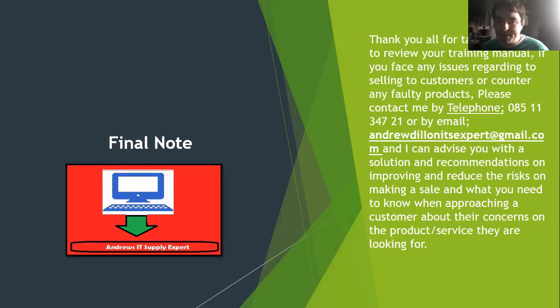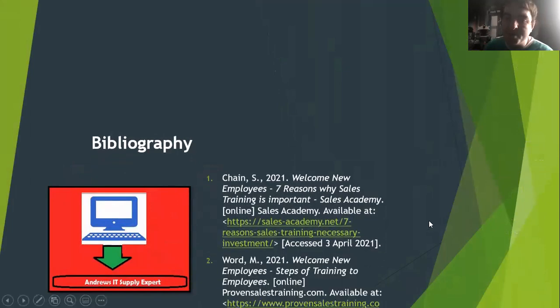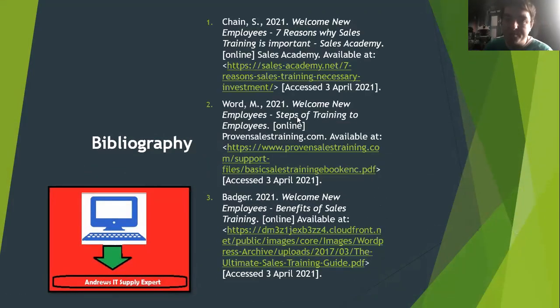We're on to one last slide of the PowerPoint, which is my bibliography of the references I researched for my training manual. Welcome to new employees. My first reference is on the 7 reasons why sales training is very important, and why a sales training manual is important in conducting sales. The second reference is on steps of training new employees. The third reference is the benefits of sales training to new employees.